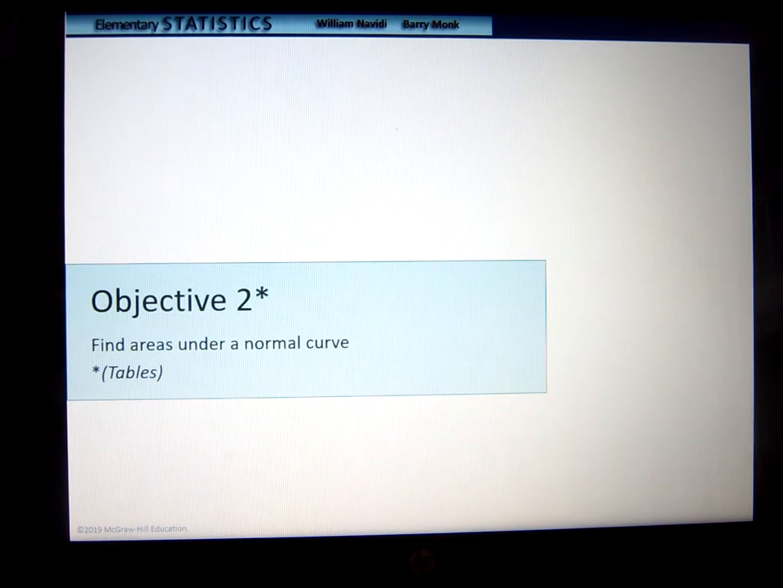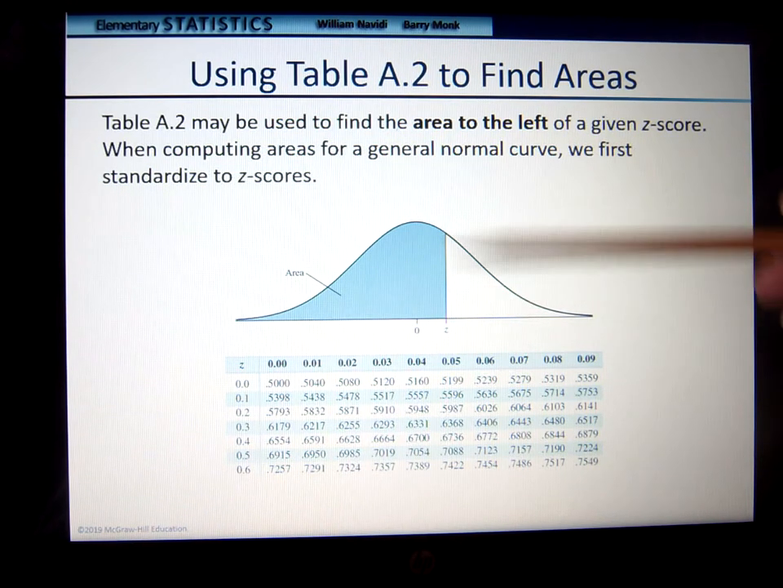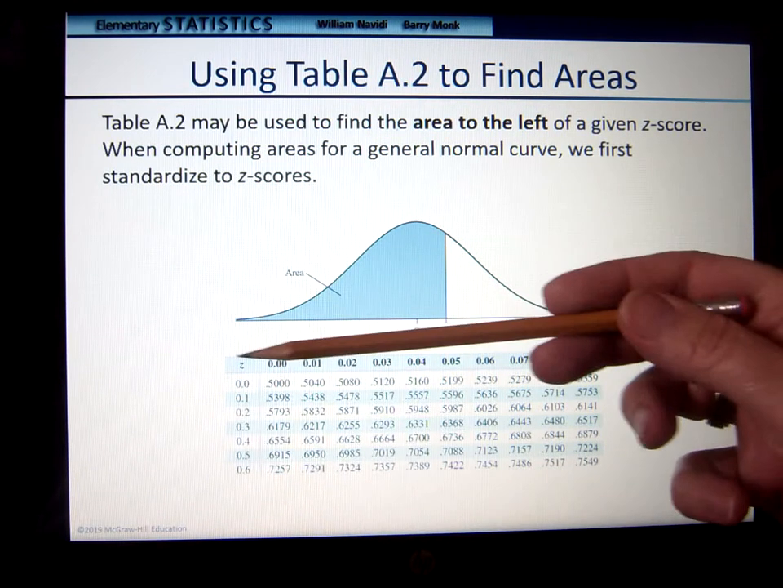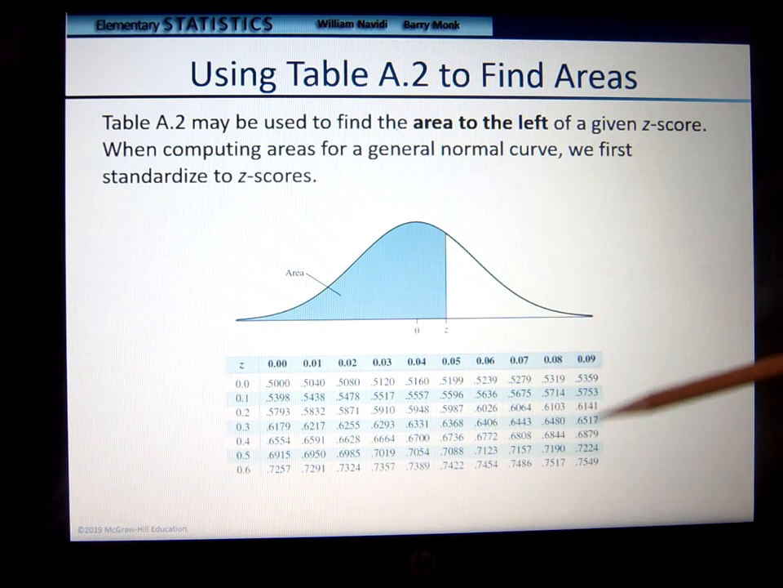Finding the area under a normal curve. Well, we've already looked at this a little bit. We might use the area to the left to find the z-score. When computing areas for a general normal curve, we first standardize to z-scores. So if we have our z-score here and we have our area underneath, this was our table that shows our z-value, and then this is our hundredths place of the z-value to get our area under the normal curve.